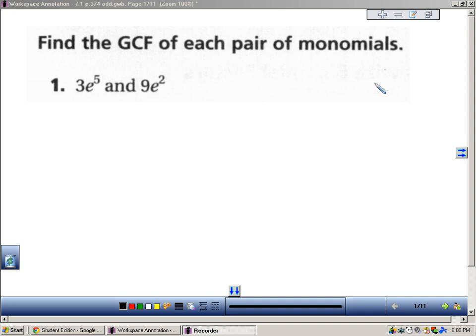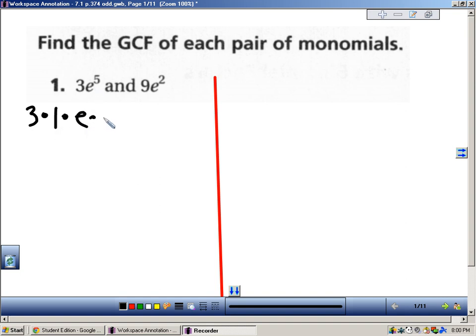How do you find the greatest common factor? There are several ways of doing this. Break this up in two parts. The first part was expand each of the monomials by using prime factorization. So, if you look at number 3, to break that down into its prime factors, the number 3 is 3 times 1. No big deal there, right? E would be broken down as E times E times E times E. And this represents the prime factor form of 3e to the 5th.